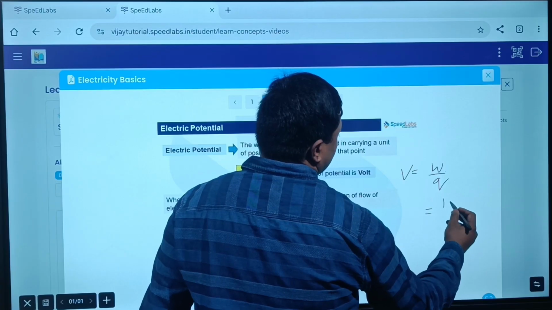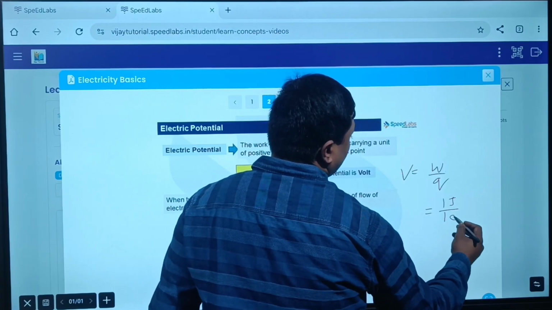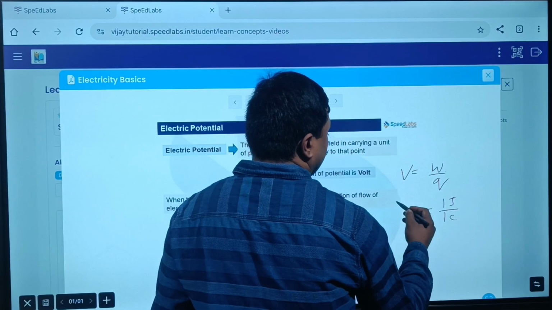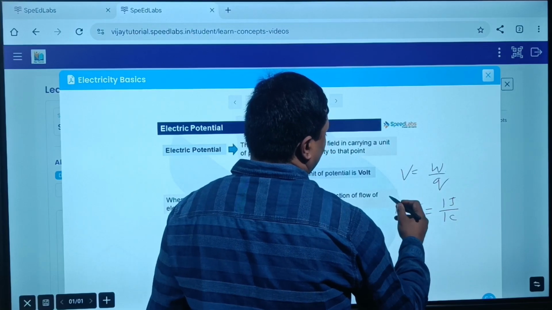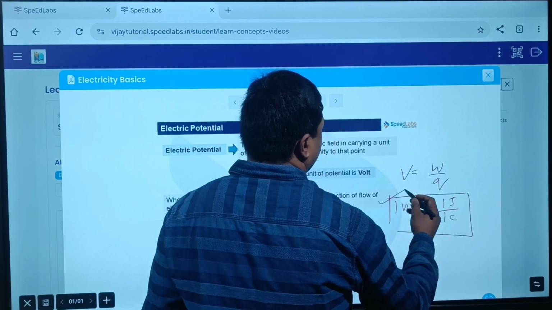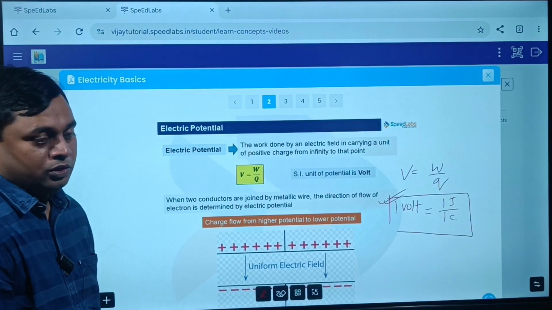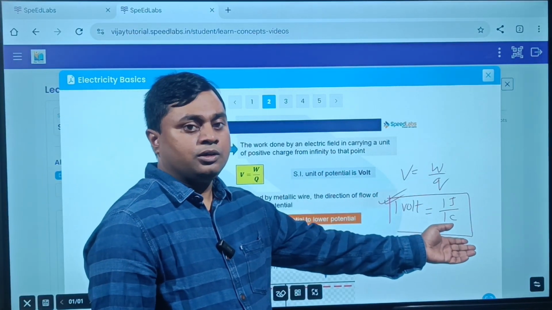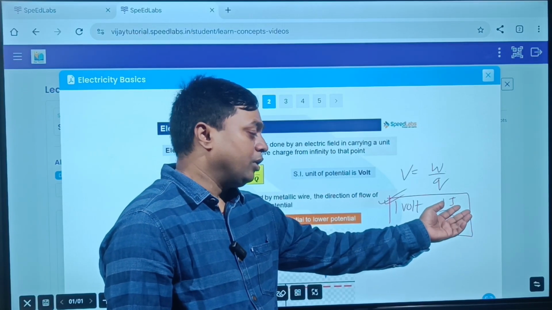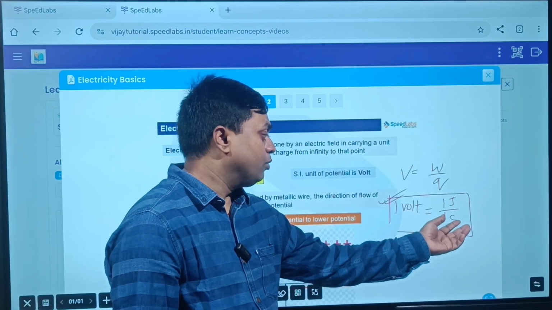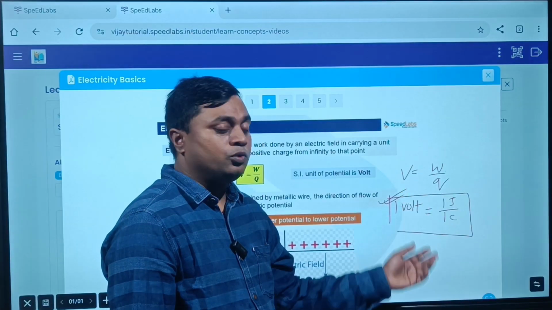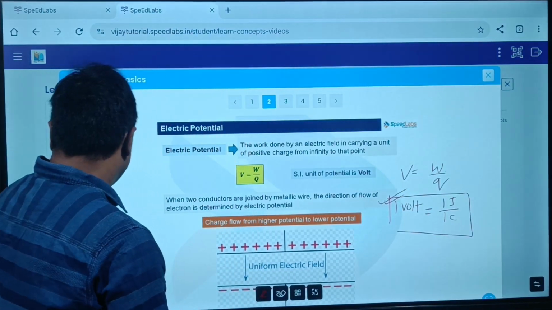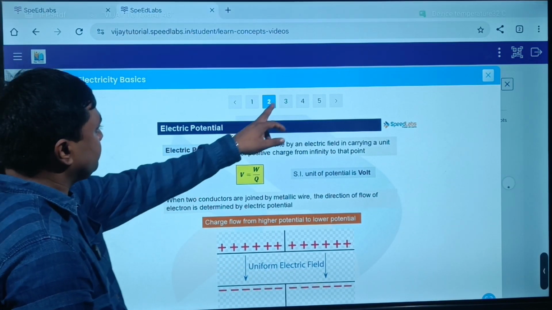Okay, if 1 joule of work is done to bring 1 coulomb of charge from infinity to a point, then potential is said to be 1 volt. They may sometimes ask you what is 1 volt, so you can express it in terms of work done. When 1 joule of work is done to bring 1 coulomb of charge from infinity to a point, then we can say potential is said to be 1 volt.